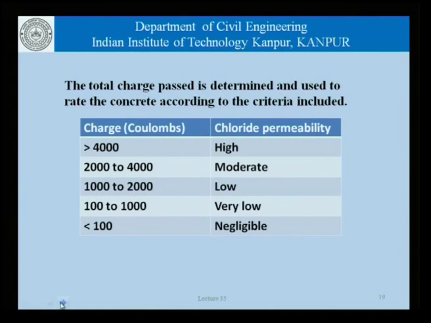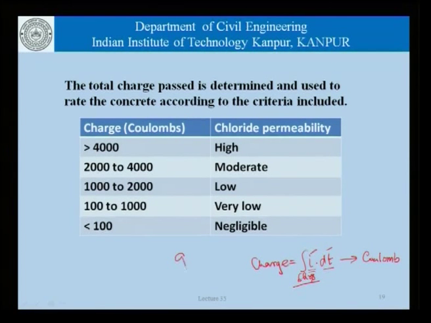What is really done at the end of it is the total charge passed is determined, because the charge that is passed is related to the current. It is only the integral of the current over time for the whole of 6 hours, and this is measured in coulombs. So, once we have the I and T data, that is, how much current is flowing through the two faces or through the concrete over a period of 6 hours at periodic intervals, we can convert it and obtain the total charge that has passed, and that has been qualitatively related to the permeability of concrete.